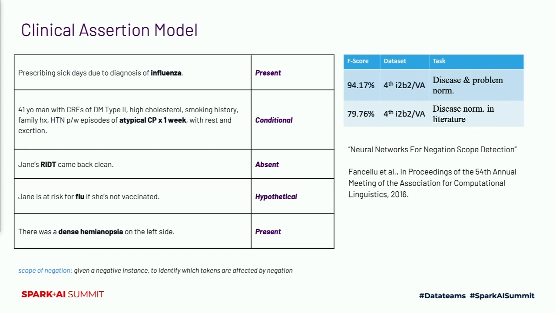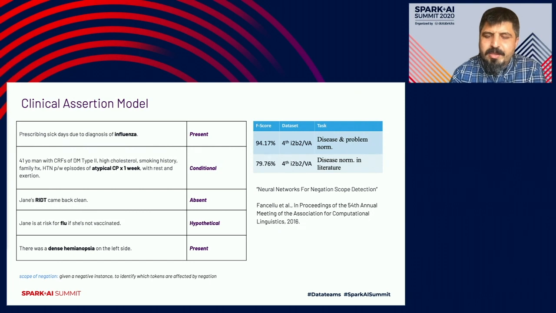The clinical assertion model is responsible for detecting the negativity scope of a given entity. For example, in the first row, you see that there is a mention of influenza, and as a human, when I read that, it's a present condition, and it says present. But if that entity is mentioned as conditional, like in the second sentence, you see a typical CP per week with rest and exertion, which means that it's conditional. It's not there; it just happens with rest and exertion. And in the third row, you see that "came back clean" is a positive sentence, but it's absent when you use it in a clinical context. It mentions that the test is clean, actually. So this is another deep learning model that we trained on clinical notes using clinical NLP channel mixed datasets.